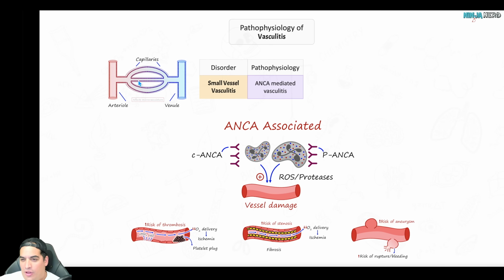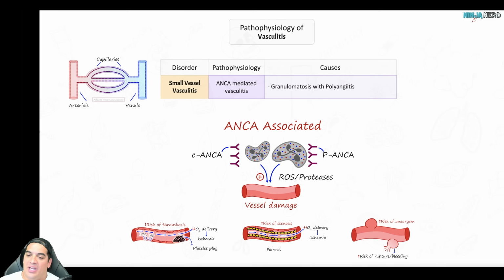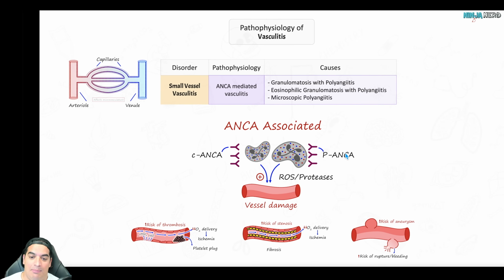Now, there is a couple different concepts here because the causes are very, very dependent upon the organs that they affect and the ANCA that's causing this. The first one is called granulomatosis with polyangiitis, also referred to as Wegener's. Now, this one is primarily mediated by C-ANCA, whereas eosinophilic granulomatosis with polyangiitis, also known as Churg-Strauss syndrome, is going to be P-ANCA mediated, and microscopic polyangiitis is also P-ANCA mediated.